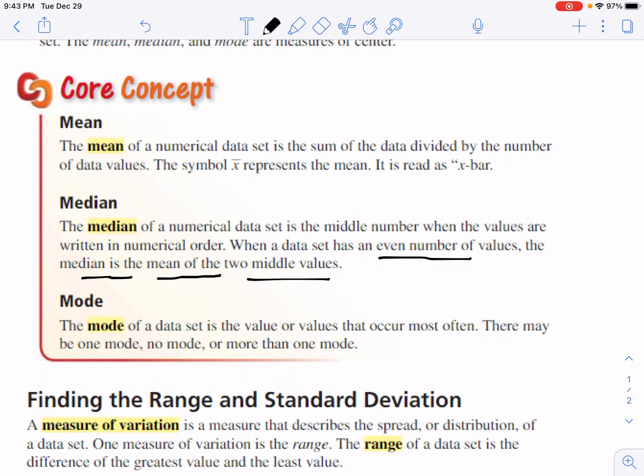And the mode is the number or the value that occurs the most frequently, okay? Now, that could be different in different situations depending on the set of values that are given. There could be one mode, in other words, just one number that's repeated the most, or no mode, where none of the numbers are repeated. Or there could be more than one. For instance, maybe you have 3 that's repeated a couple of times, and maybe 5 is repeated a couple of times. Since they're repeated the same number of times, there could be 2 modes, sometimes referred to as bimodal, okay?